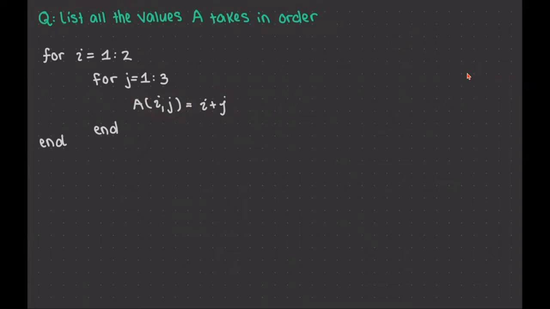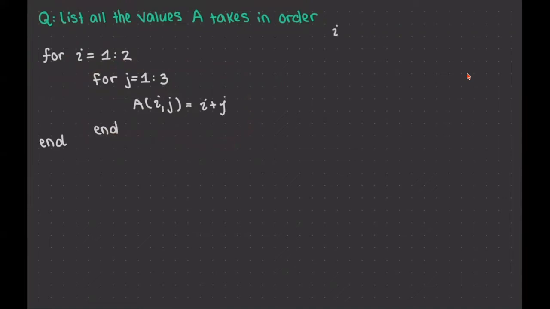Something important to keep in mind with nested for loops: we enter this outside one, so I is equal to 1. We enter the second for loop, and we have to complete this entire for loop before we go back and change I from 1 to 2. So when I is equal to 1, we go through this entire for loop. Then we set I equal to 2, and we go through this entire for loop again. So let's see what's going on here.